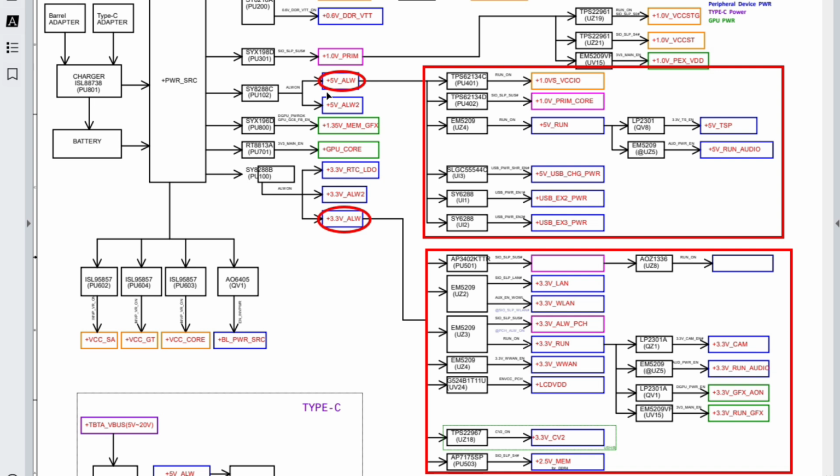The same for 5 volt. If 5 volt is missing, none of this voltage will be generated. The USB will not work. The USB charge, the 5 volt for HDD and for ODD, the prime core, the TSP, the audio, etc.